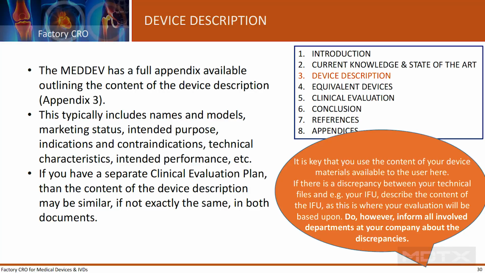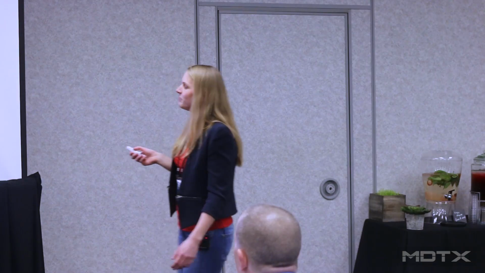Then the device description. The method has a full appendix telling you what to include in your device description. It's available online, so just take that. I didn't want to copy-paste it in here in full. But it includes the names, the models, the version numbers of your device, its indication, but also its contraindication, its intended performance, technical characteristics. It's all information that the evaluator needs to know anyway, because if the device is contraindicated for a certain purpose, use for that indication would be off-label, and you don't necessarily have to include it in your clinical evaluation. It's interesting information though.